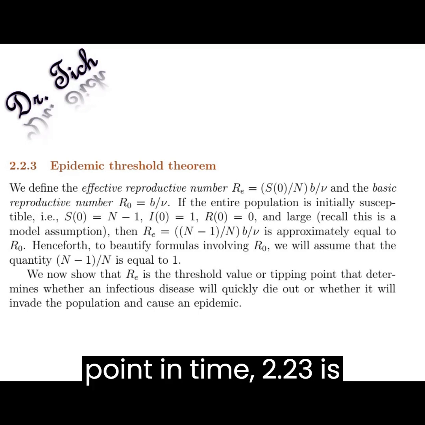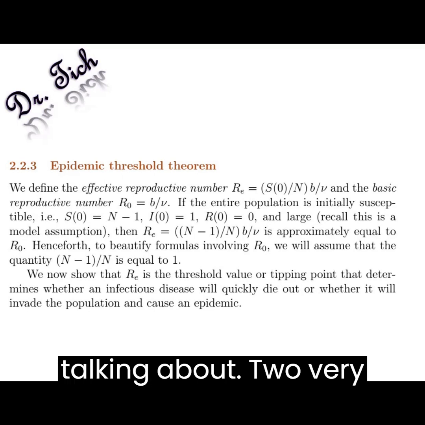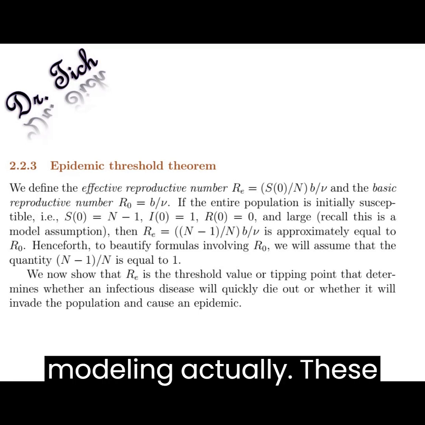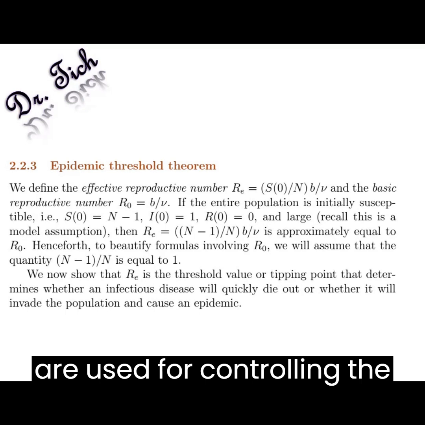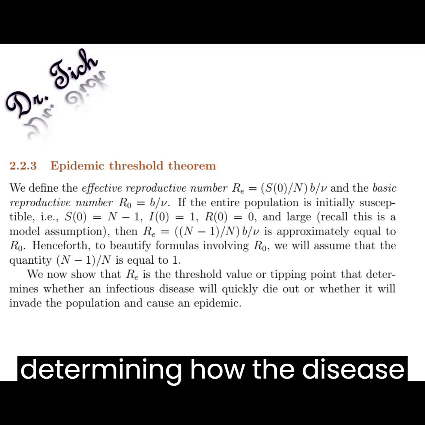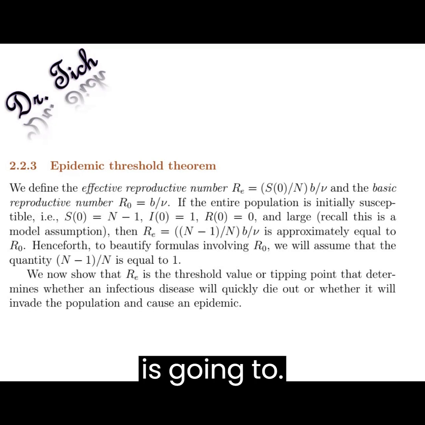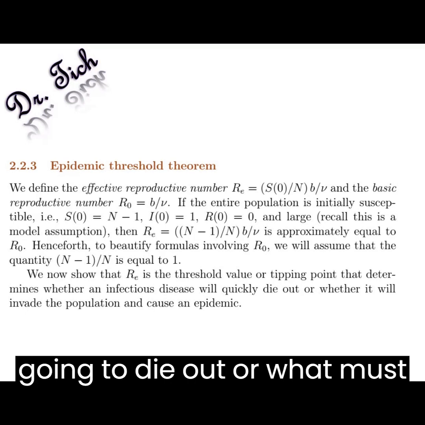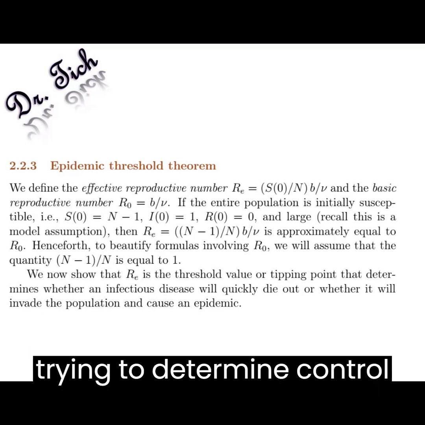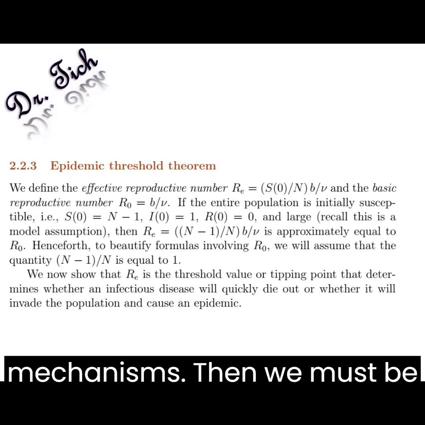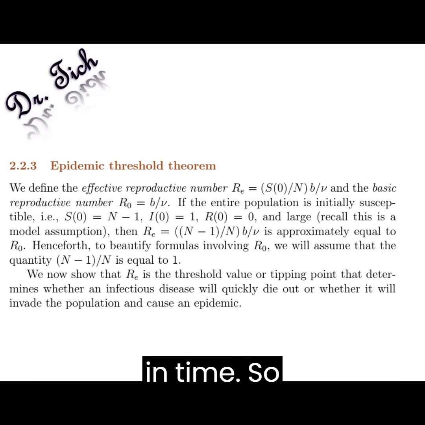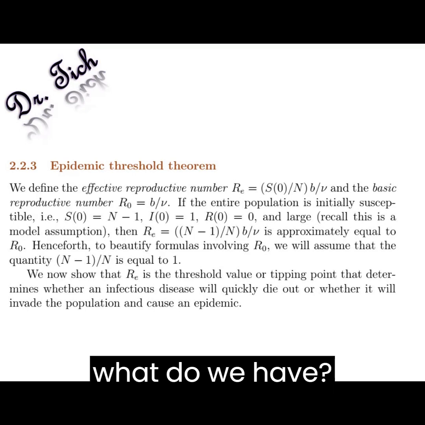So at this particular point in time, 2.23 is talking about two very important concepts in disease modeling. Actually, these are used for controlling the disease, or at least determining how the disease is going to end at the end of the day. Is it going to continue? Is it going to die out? Or what must be done? If you are trying to determine control mechanisms, then we must be here at this particular point in time.